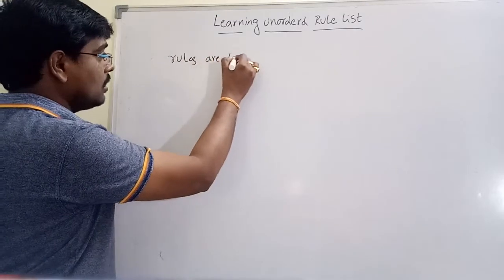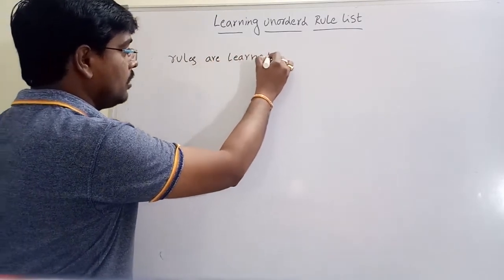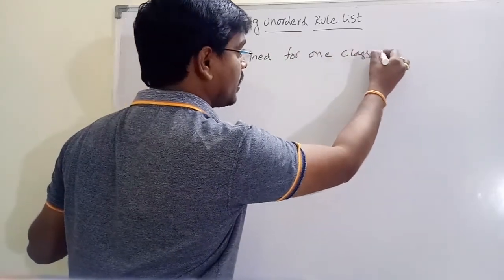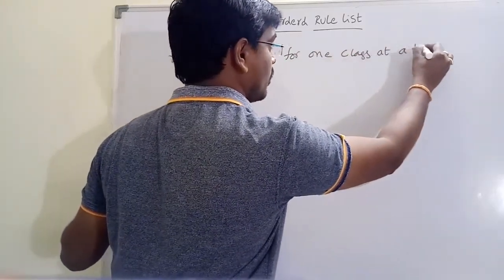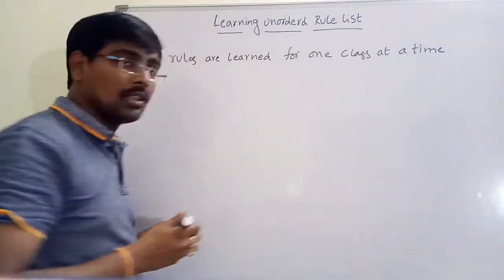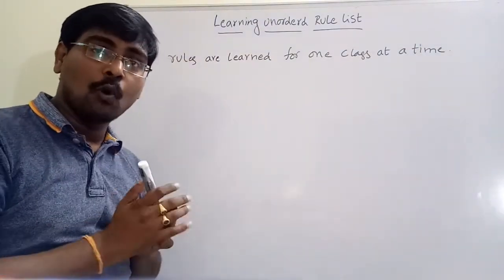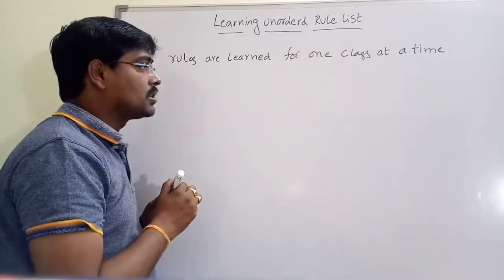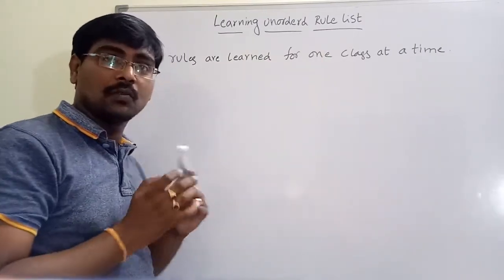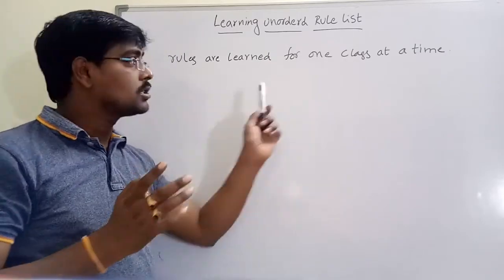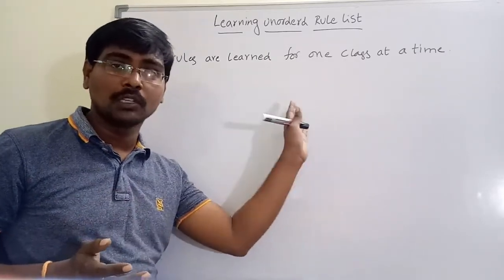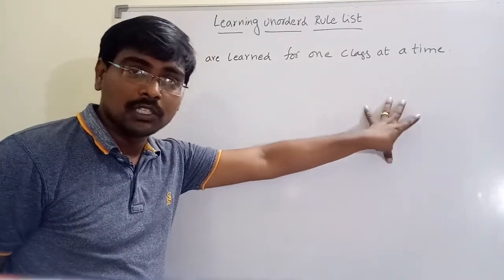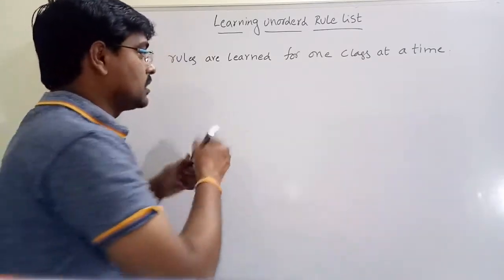The rules are learned for one class at a time. What is the meaning of this? In the previous session we considered one example. Suppose the example contains 5 positive statements and 5 negative statements.